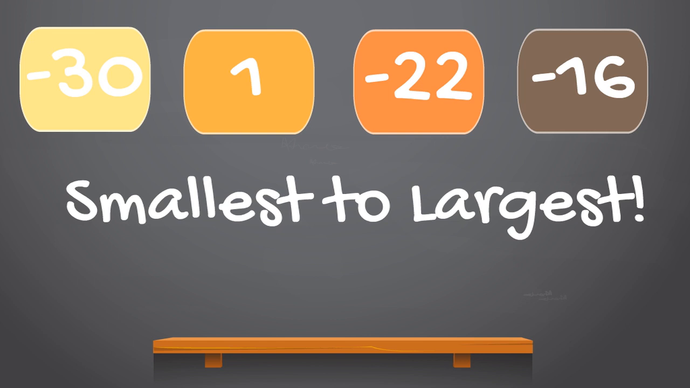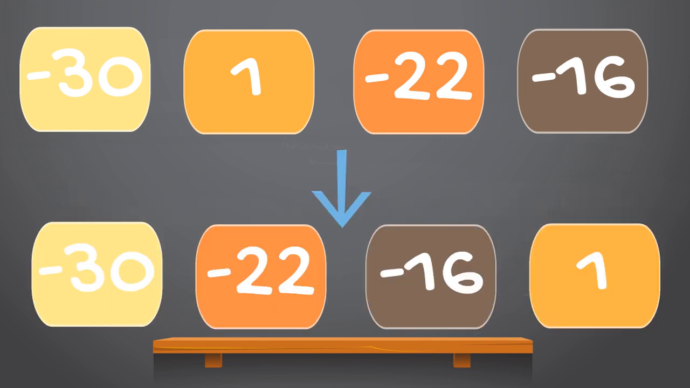Let's go for one more of these. Place these ones in order from smallest to largest. Well, how'd you get on? Minus 30, minus 22, minus 16, and our largest number is 1.